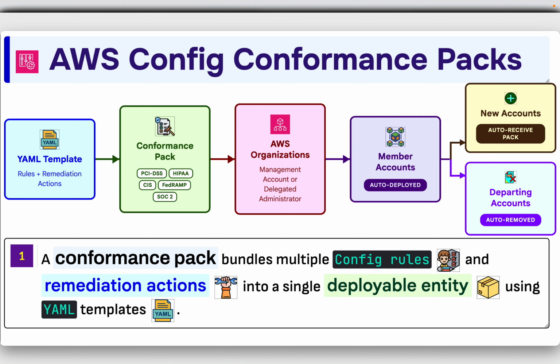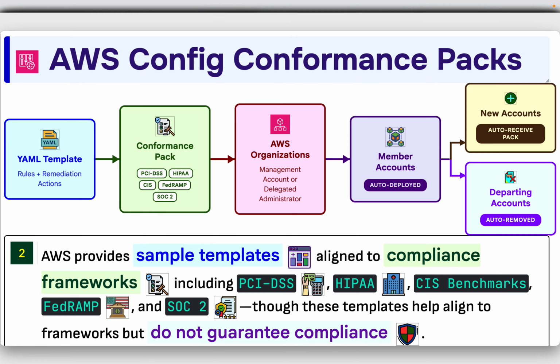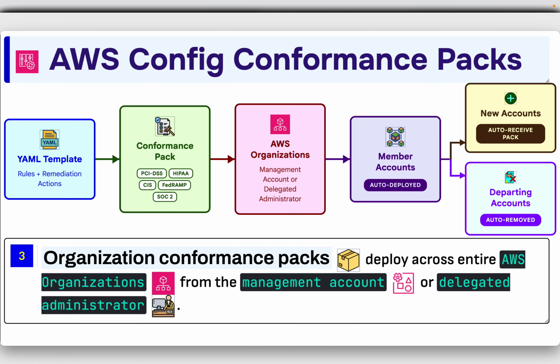A conformance pack bundles multiple config rules, remediation actions, and YAML templates into a single deployable entity using YAML. AWS provides sample templates aligned to compliance frameworks including PCI DSS, which is Payment Card Industry Data Security Standard, HIPAA, Health Insurance Portability and Accountability Act, CIS benchmarks, which is Center for Internet Security, FedRAMP, Federal Risk and Authorization Management Program, SOC 2, which is Service Organization Control.